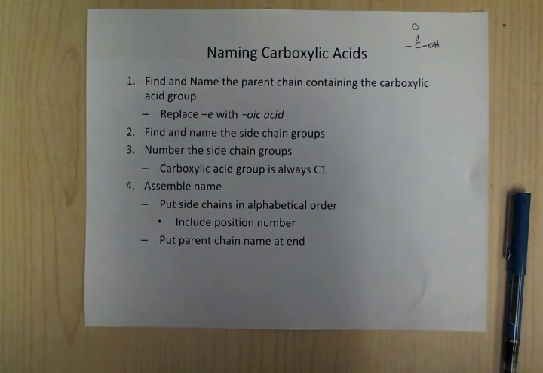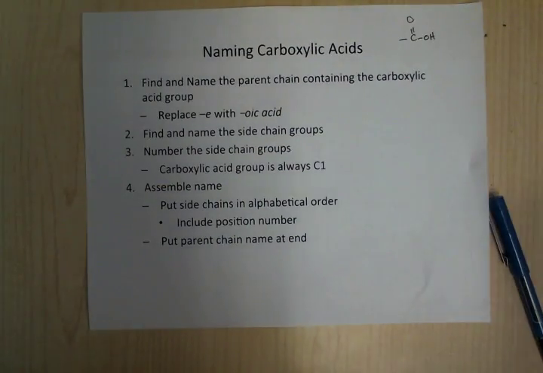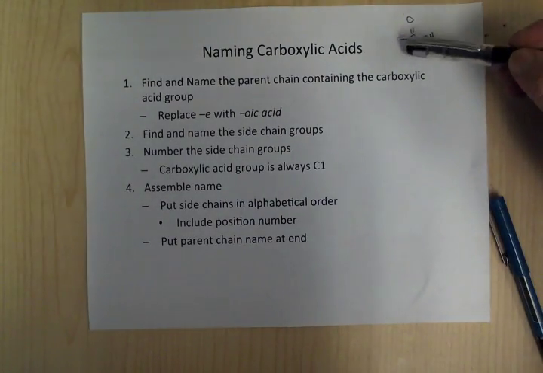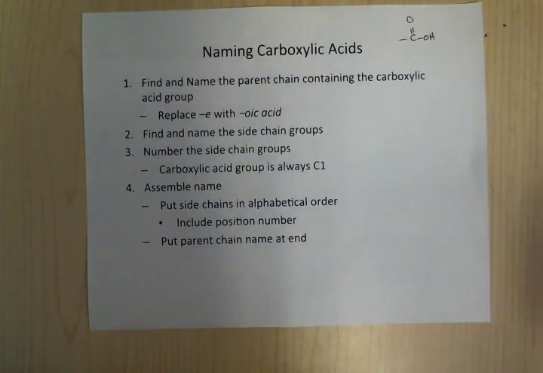So the first one up is the carboxylic acids, right? So this functional group here, C double bond O with an OH coming off of it. The nice thing is it's going to be at the end of the chain, and that helps us with the naming.